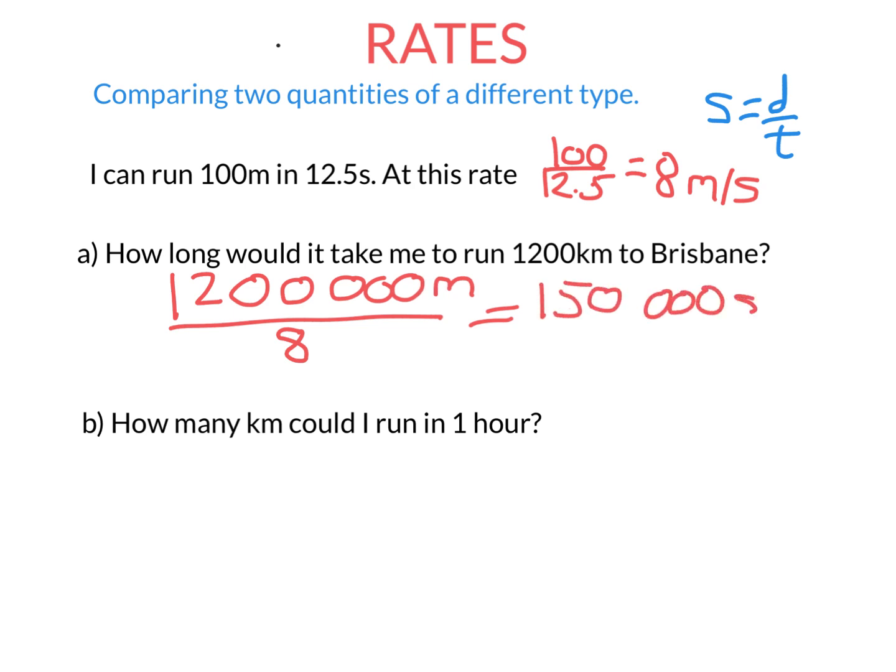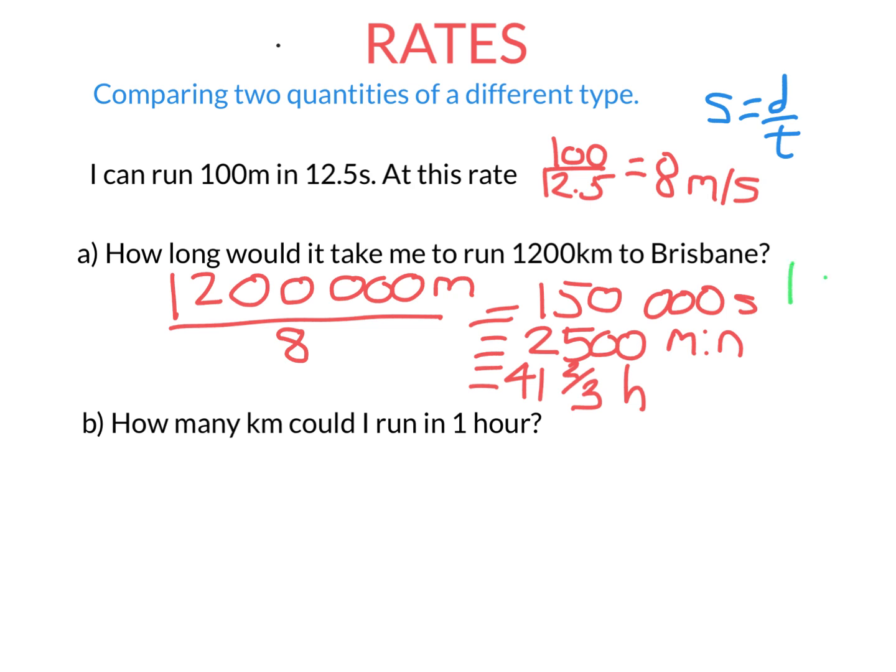So let's put it into days, hours, minutes, whatever. So 150,000 seconds. Let's divide by 60 to get this into minutes. Dividing that by 60, we get 2,500 minutes. Then we want to convert to hours. We divide by 60 again. Dividing by 60 actually gives us 41 2/3 of an hour.